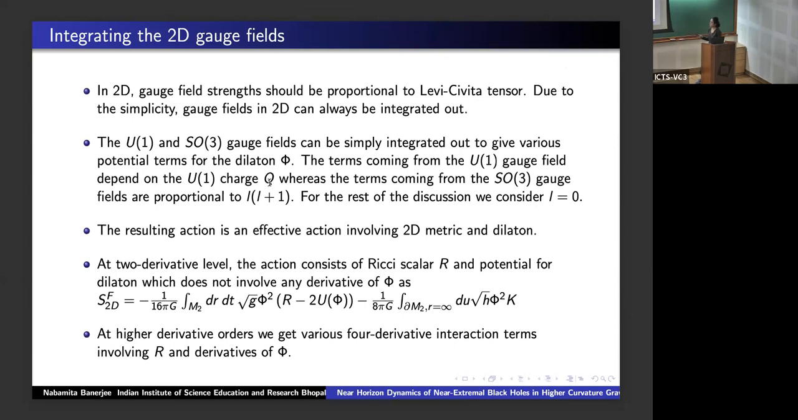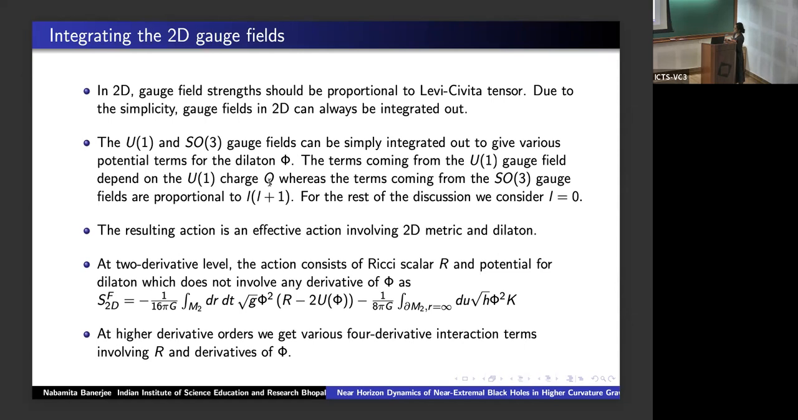So now, since we are in 2 dimensions, the gauge field strengths should always be proportional to the Levi-Civita tensor, and that makes life simple. Due to this simplicity, the gauge fields can actually be integrated out. One can do it consistently and it's not difficult. Once one does that, concentrating on the L equal to 0 sector, we get an effective action involving the 2D metric and dilaton only. At the 2 derivative level, the action looks like this.